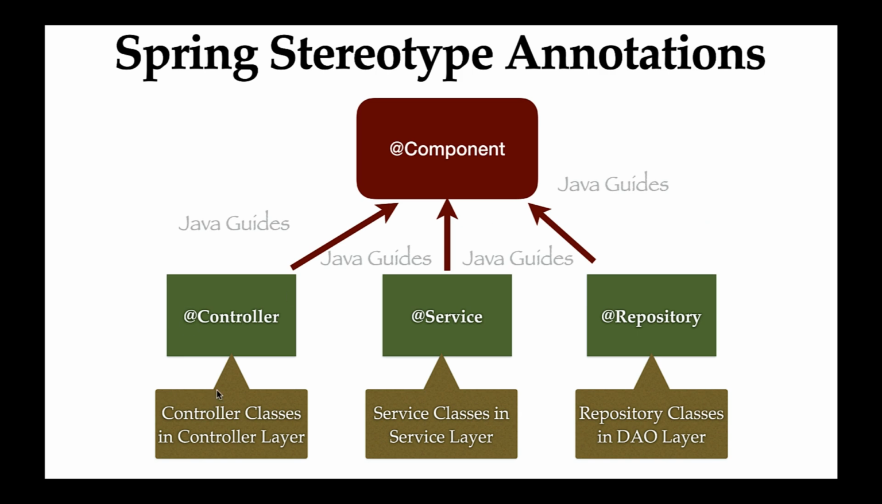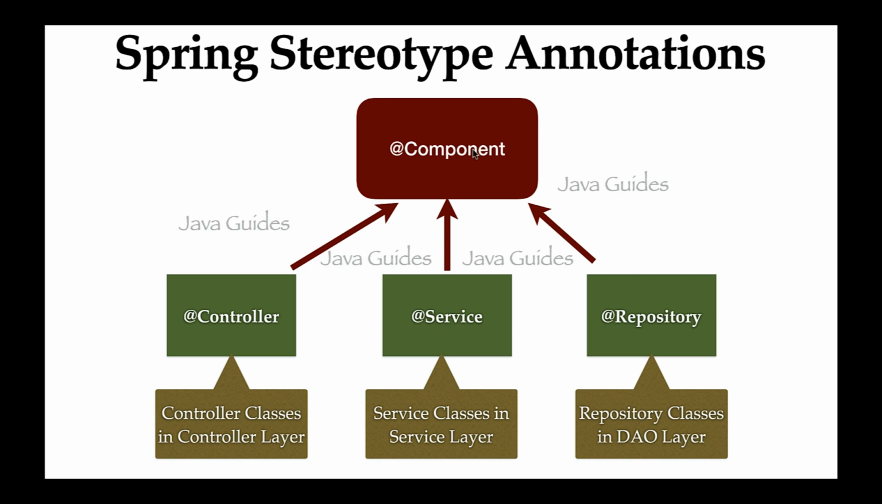For example, in a controller layer we can create controller classes and annotate these controller classes with the @Controller annotation so that the Spring container will create Spring beans for these @Controller classes. In a service layer we can create service classes and annotate them with the @Service annotation so that the Spring container can automatically create Spring beans for them. Next, in a DAO layer, we can create repository classes and annotate these classes with the @Repository annotation so that the Spring container can create Spring beans for these @Repository classes.